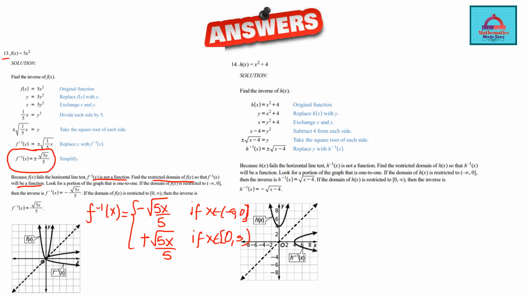Similar restriction is done here so that the graph is symmetric about y equal to x. You can see if the graph is here, this is symmetric. If the graph is here, it is symmetric about the line y equal to x.